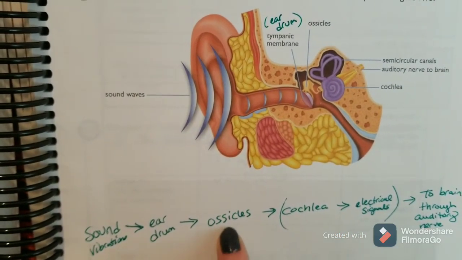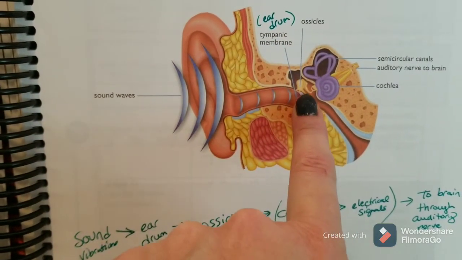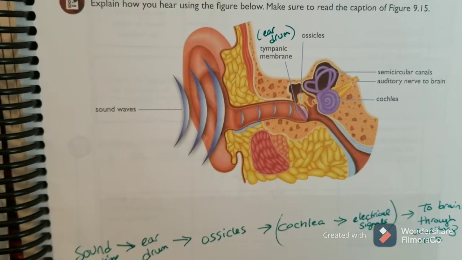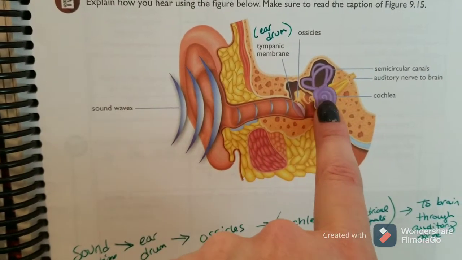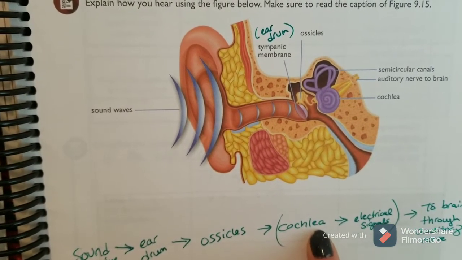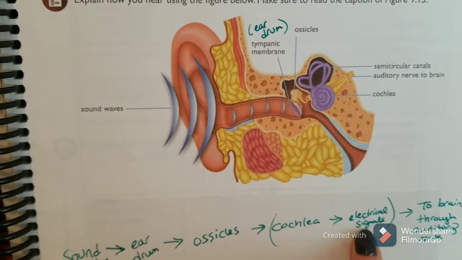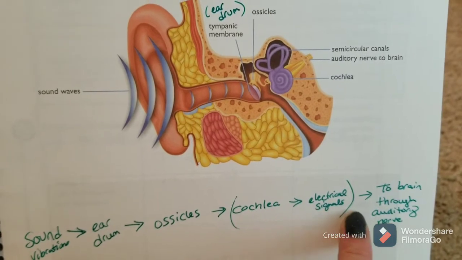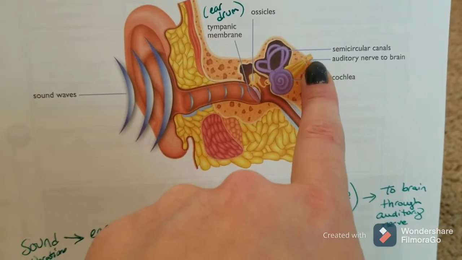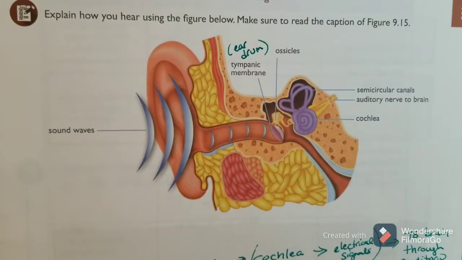And then that vibrates from those sound waves hitting it, and it sends signals and vibrations to the ossicles, and that in turn sends a message to the cochlea that converts those vibrations to electrical signals. Those electrical signals then are sent to our brain through the auditory nerve. Right? It goes into your brain, up like that. So that's what's happening there.